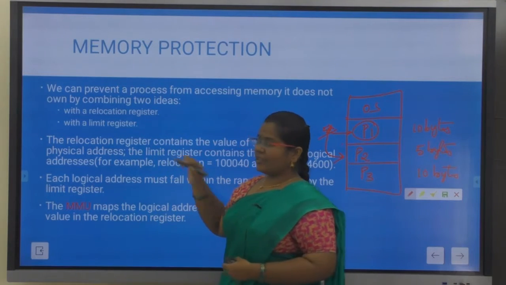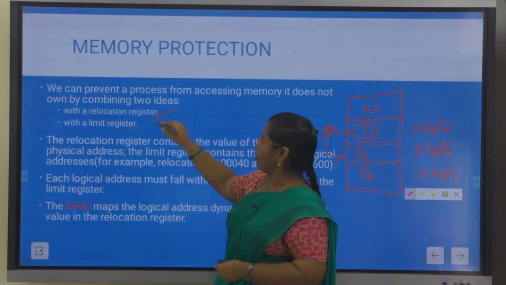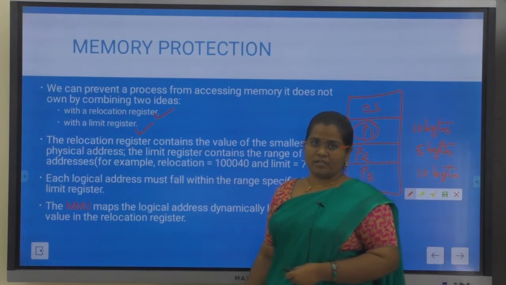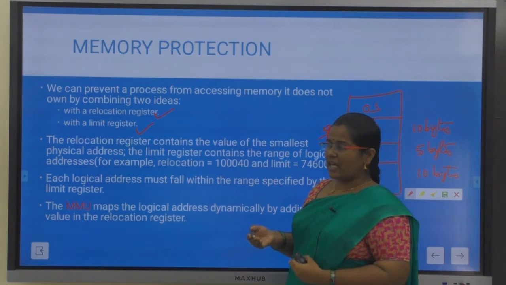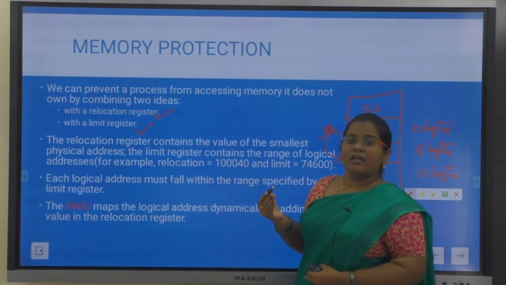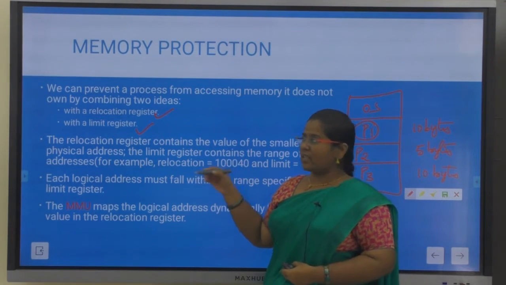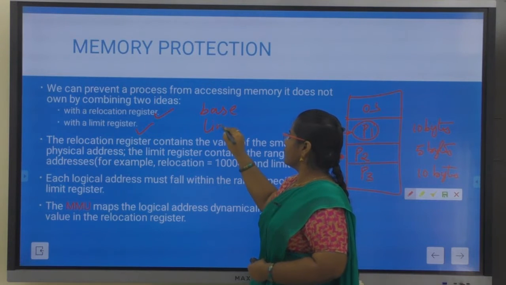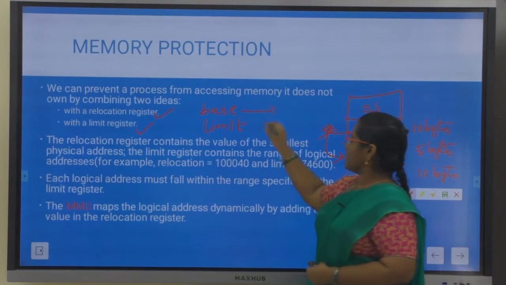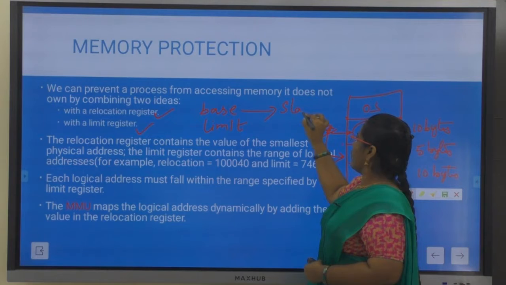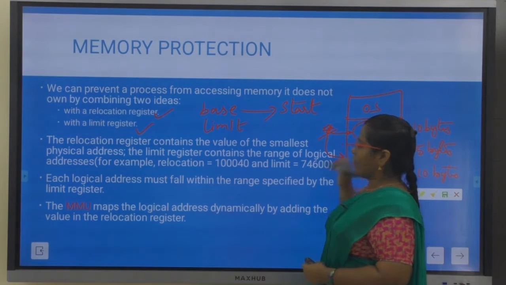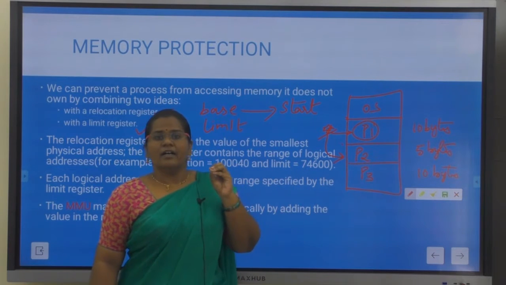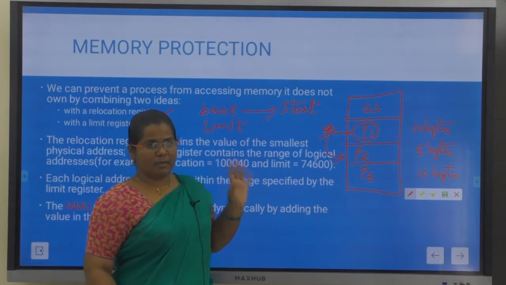In order to protect the memory access, we will make use of two registers called relocation register and the limit register. If you observe, in the previous class we have seen about the two registers, that is base and limit registers. So what is a base register? The base register will store the starting address of your process. As we have discussed, the main memory contains one memory address for each and every byte.